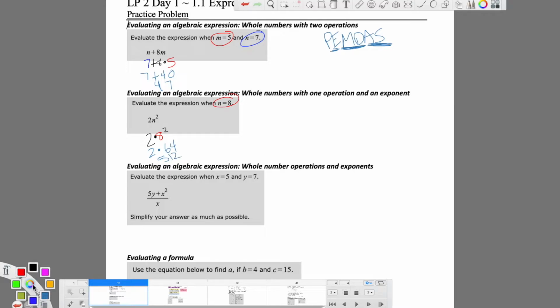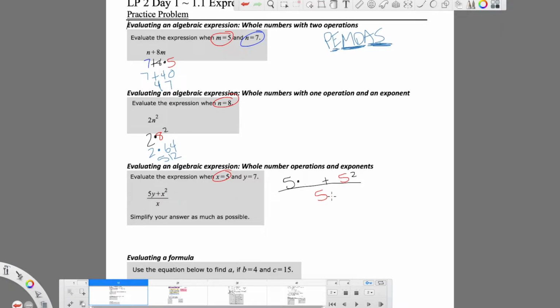Alright, the next one, so we have evaluate the expression when x is 5 and y is 7. So now we have a fractional expression. So we have 5 times, and we'll write y in there in a minute, plus x squared over x. So we'll go with red first. So x I'm going to do in red. So that's 5 squared over 5, because it's x squared on top and then x on the bottom.